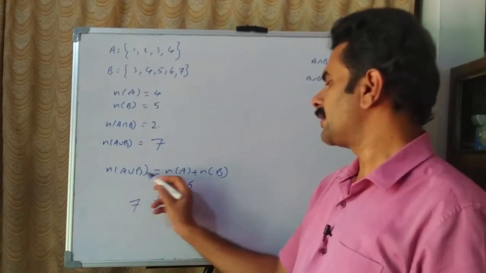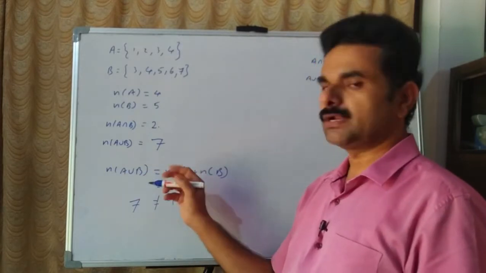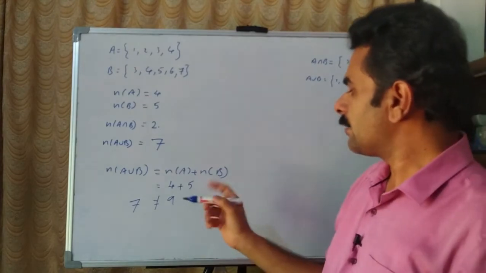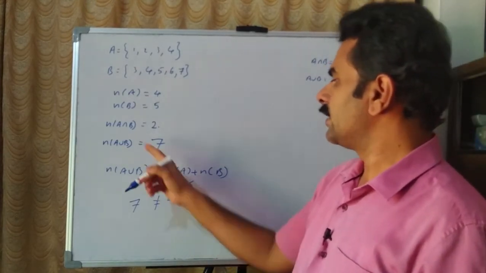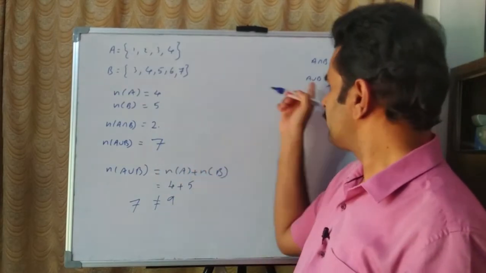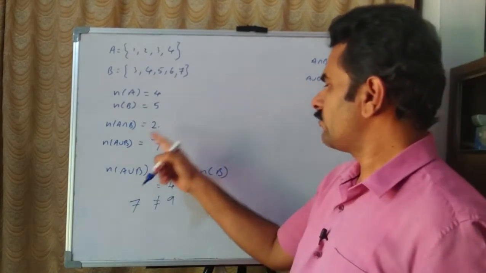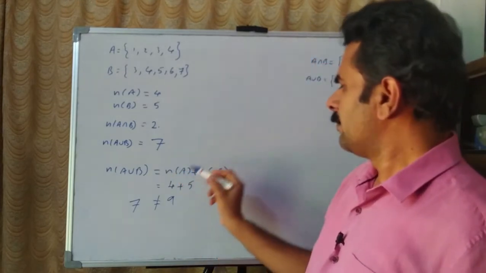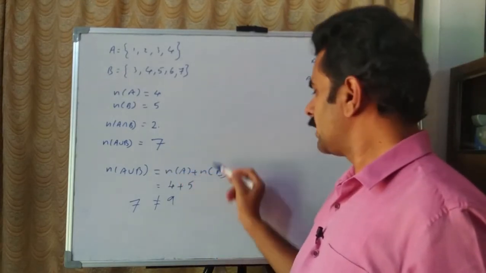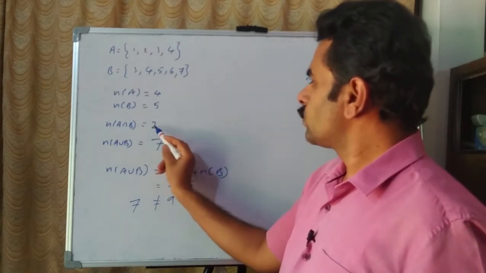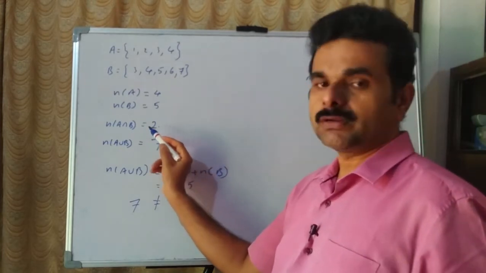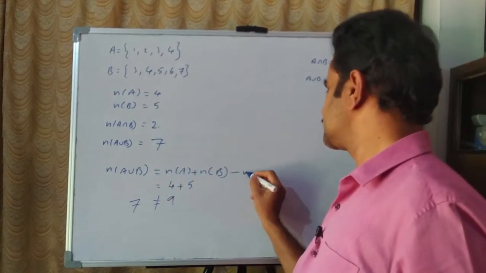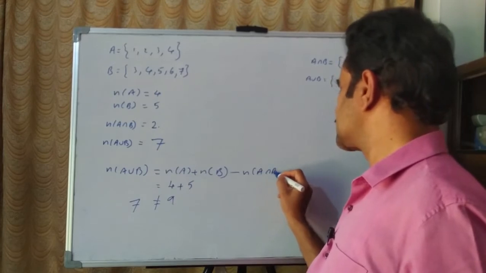So this cannot be taken as a common result to find the total number of elements in both A and B, isn't it? So what is wrong with this statement? N of A union B is clearly 7, so it is not obtained by adding N of A plus N of B. Why? By doing so, this 2 is repeated because it is common for both the sets. So this has to be subtracted, N of A intersection B.